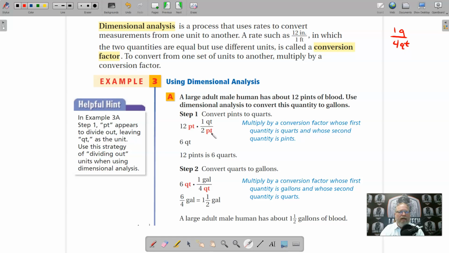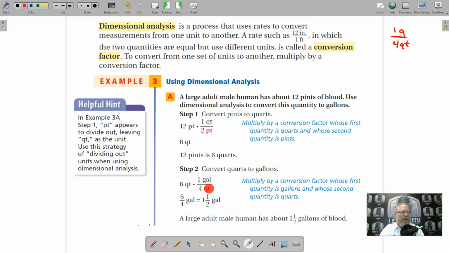I think the textbook could represent it just a little bit better, and so I'll go ahead and do that in a moment. And so the pints cancel out. 12 times 1 is 12, divided by 2 is 6, so it'd be 6 quarts. So 12 pints is 6 quarts, but they want it in gallons, so now we need to convert quarts to gallons. So let's take our 6 quarts, multiply it times another conversion factor where 1 gallon is 4 quarts. Interesting, same conversion factor I used as an example up here.